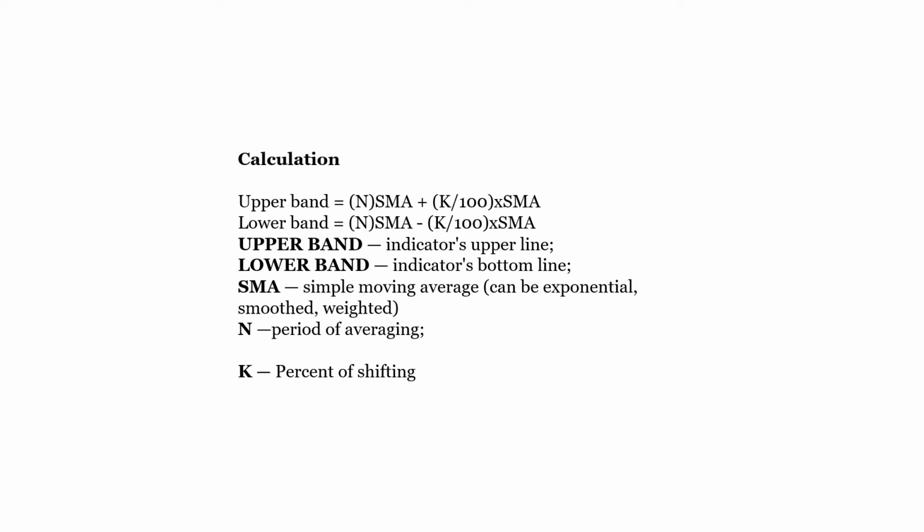The reason why it's important that you should know this calculation is because you should know what the effects of changing the K value, which is the percent of shifting, and changing the N value, which is the period of averaging, are, as well as changing what the simple moving average, the actual moving average, is, because you could use an exponential moving average instead of the simple moving average.